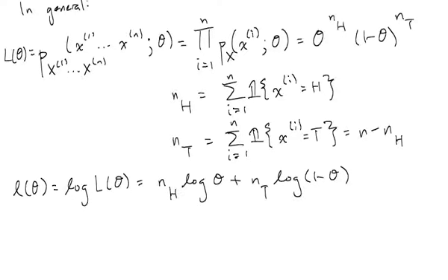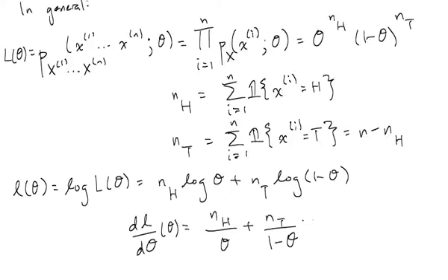And so now I'm going to take the derivative with respect to theta. All right, and then we're going to be setting that equal to 0. So dl over d theta of theta is going to be equal to number of heads divided by theta plus number of tails divided by 1 minus theta times the minus 1 because of the chain rule, which I will write here as before.